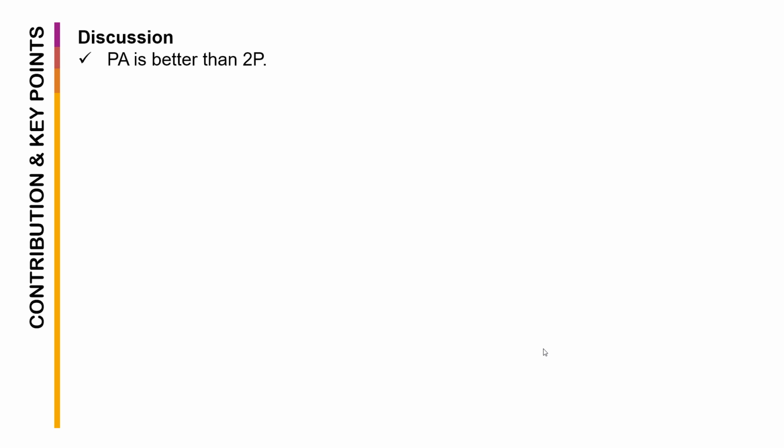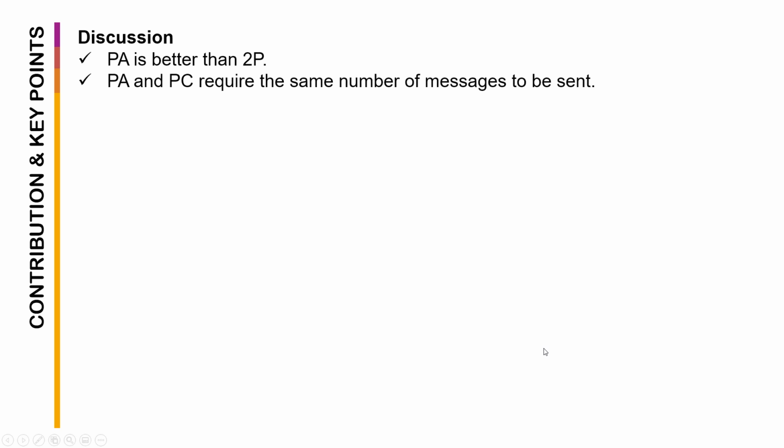Now, presumed abort and presumed commit require the same number of messages to be sent. In the case of a transaction with only one update subordinate, PA and PC are equal in terms of log writes, but PA requires an extra message, which is the acknowledgement sent by the update subordinate.